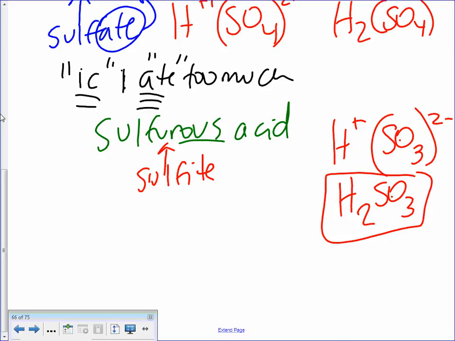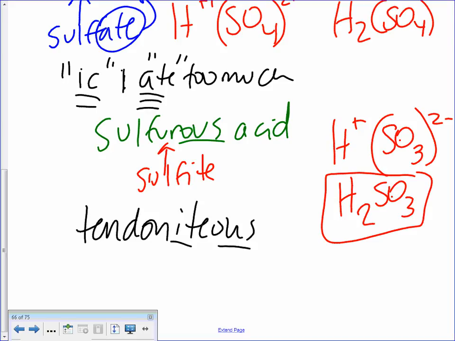Okay, so here's my new cheesy saying. This one is not exactly, I mean, it makes sense. Ick, I ate too much, I got a tummy ache. Now I've got tendinitis. Yeah, if you got something better, bring it on, okay? So, ate to ick, I ate too much. Ite to ous, tendinitis. That's all I got for you. That's not how you spell tendinitis, by the way. Don't spell it in anatomy like that.